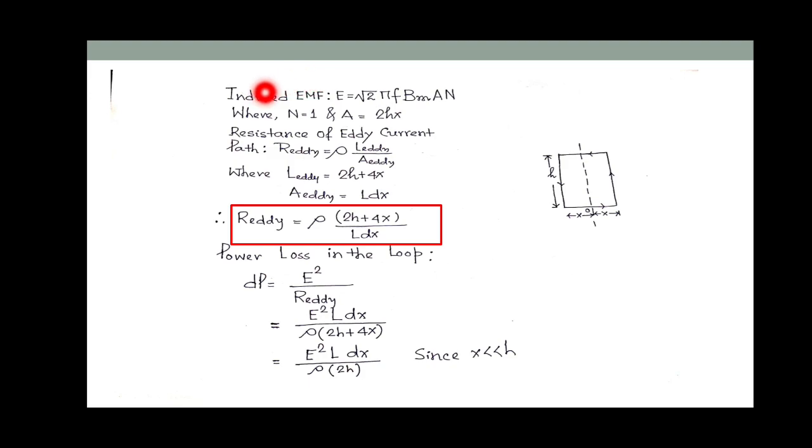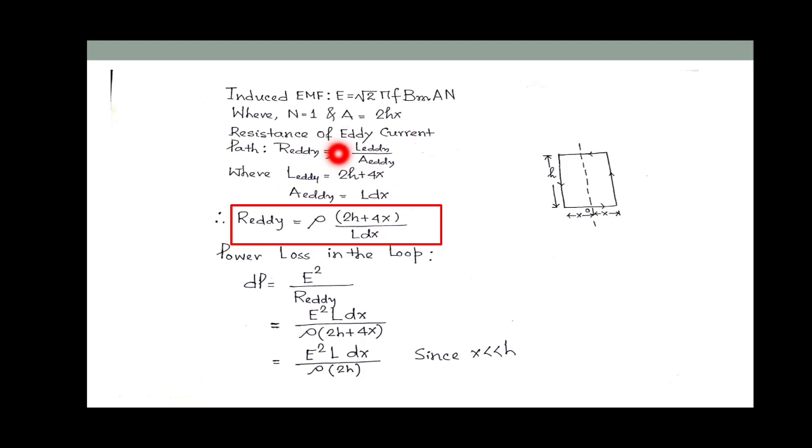Now this is the very basic equation of induced EMF of a transformer. Now here, as already discussed, number of turns equals 1, and the area is 2x into h.